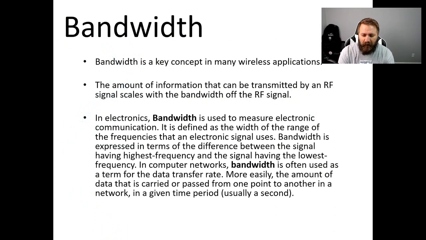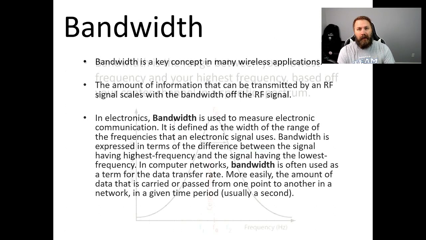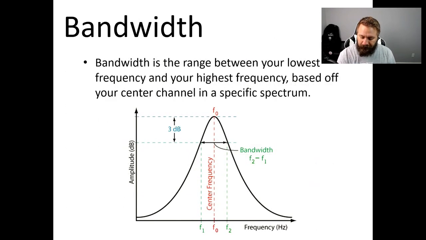Bandwidth. All right, so this is kind of an interesting one. It's a key concept. The amount of information that's transmitted by an RF signal scales with the bandwidth of that RF signal. Typically bandwidth is used to measure electronic communication. It's the width of the range of the frequencies that an electronic signal uses. I'm going to get into a little bit more of the details of this. This is the dictionary.com definition. But you can see here it's the range between your lowest frequency and your highest frequency based off your channel in a specific spectrum.